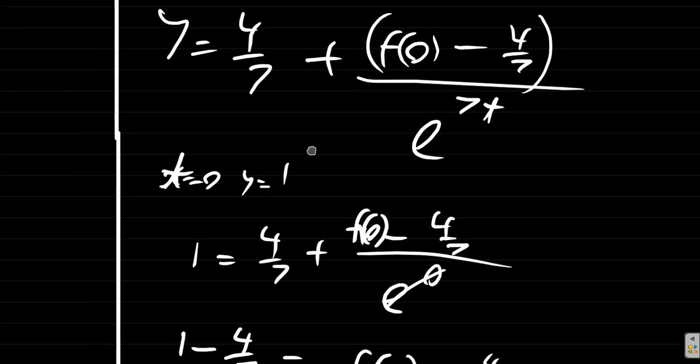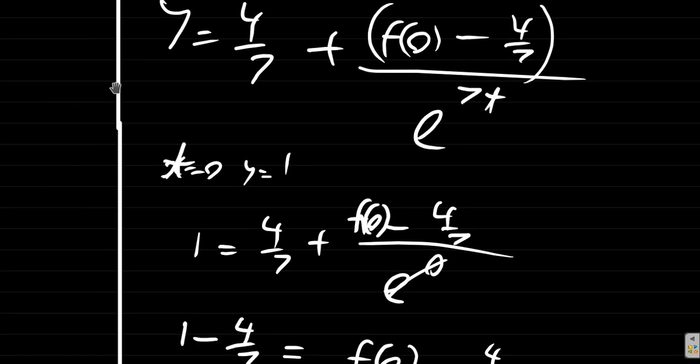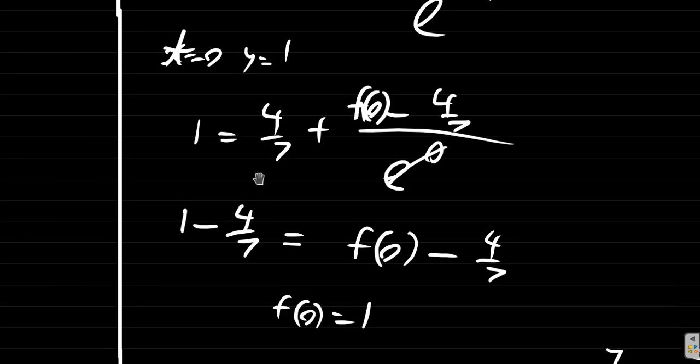But t is 0. e to the 0 is 1. So what we have is 1 minus 4 over 7, we subtract, equals F of 0 minus 4 over 7. And we notice if we add 4 over 7 to negative 4 over 7, we get 0. If we do it on the right hand side, add 4 over 7 to negative 4 over 7, we get 0. So F of 0 is 1.